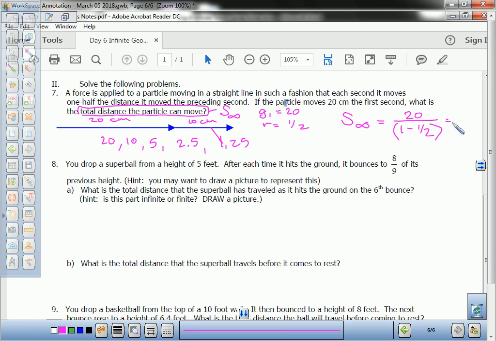All right, so this is a word problem. I got out 40. If I just write down 40, do I get full credit? No. It's a word problem. It must have a unit. What is my unit? Centimeters. All right, it's not going far, is it? It only went 40 centimeters.